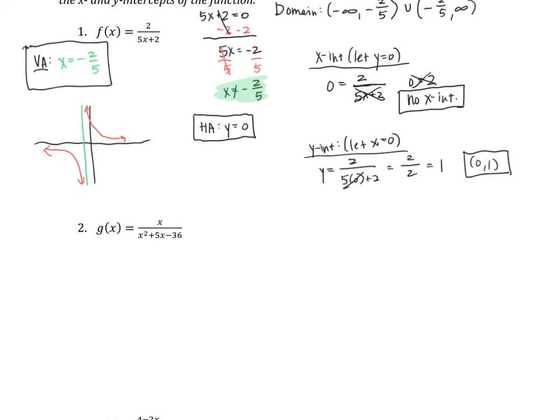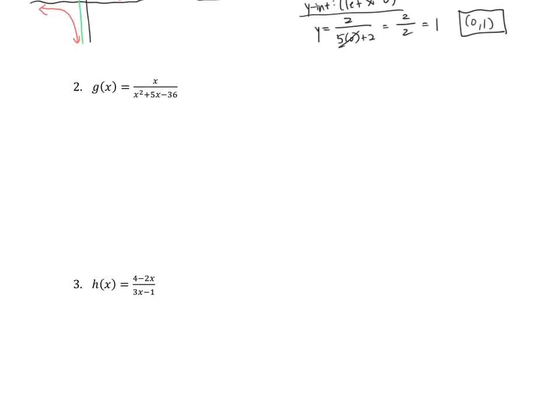Okay, so number 2. First, let's find the horizontal asymptote. So the horizontal asymptote you find by just looking at it and looking at the degree. So the degree of the top is 1. The degree of the bottom is 2. Since the degree of the top is smaller than the bottom, we will just have y equals 0.